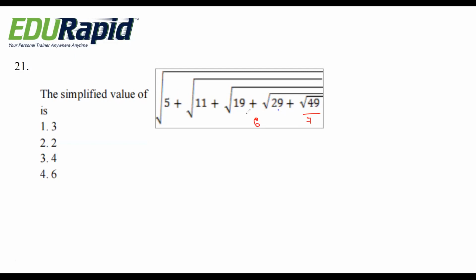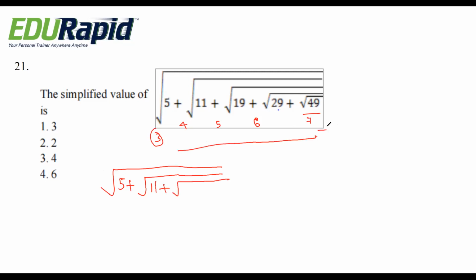19 plus 6 is 25. Square root of 25 is 5. 11 plus 5 is 16. Square root of 16 is 4. 4 plus 5 is 9. Square root of 9 is 3. Very simple. Like this, you have to add the numbers in mind. I'll write it down and show you, just for the sake of understanding. In the exam, you need not write anything. Just practice this method.